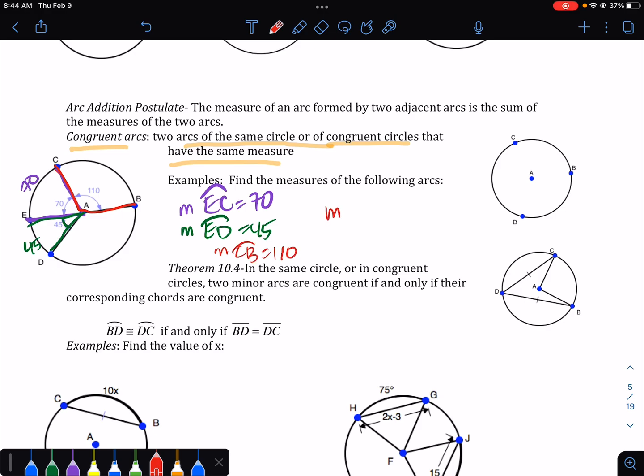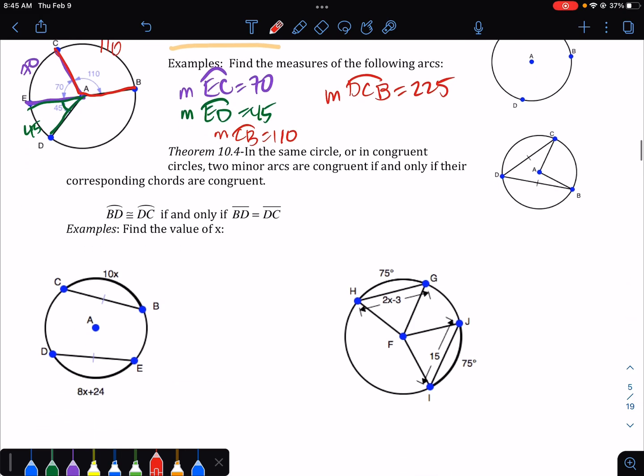So if I wanted to find the measurement of DCB, so D is here, C is here, B is here, I would have to add all three of those together. So if I do the 45 plus the 70 plus the 110, that gives us that this equals 225 degrees.